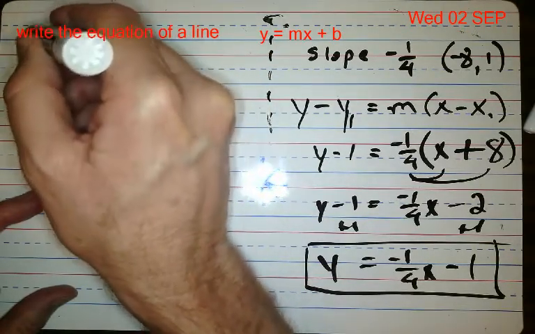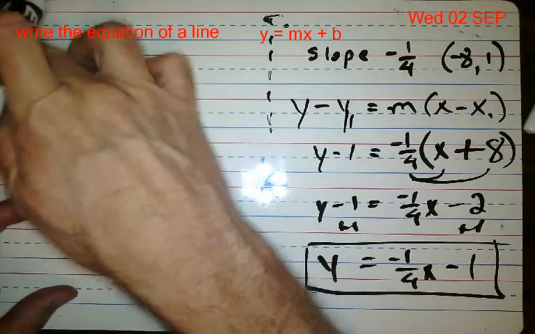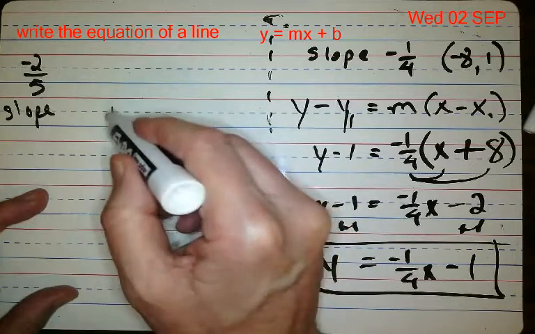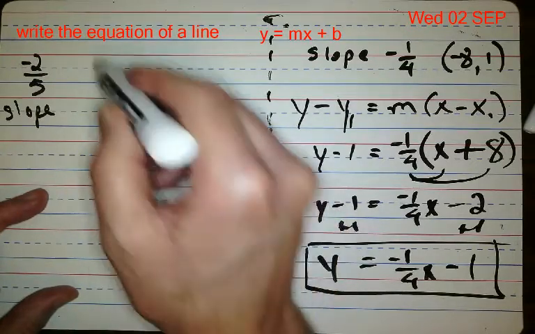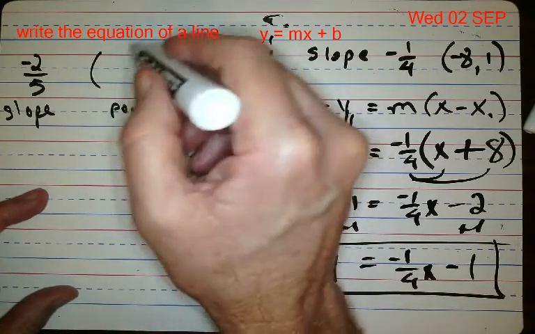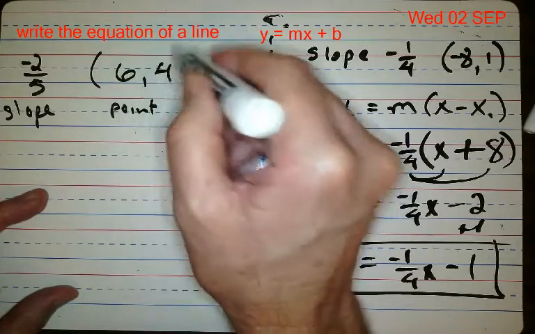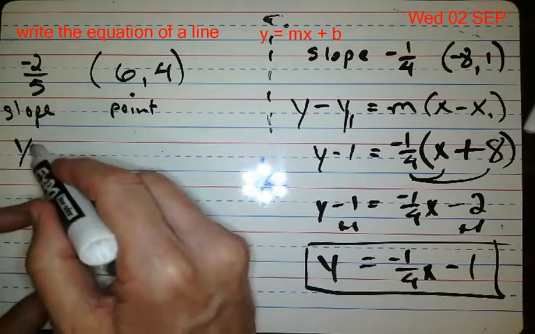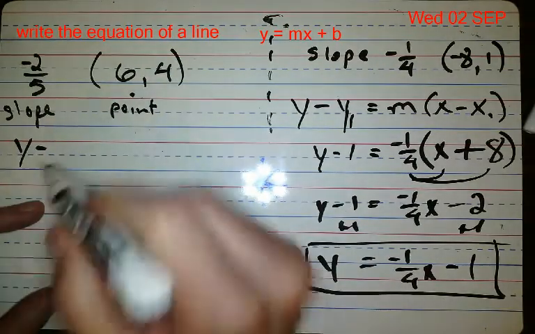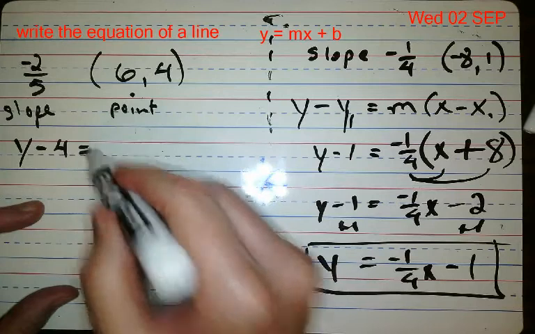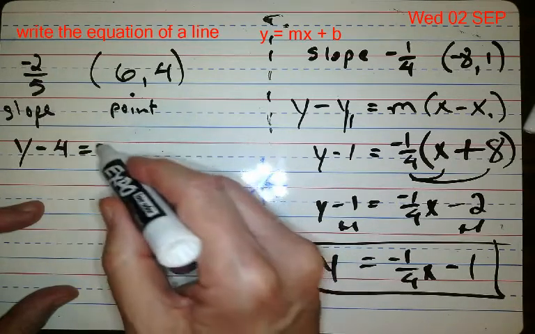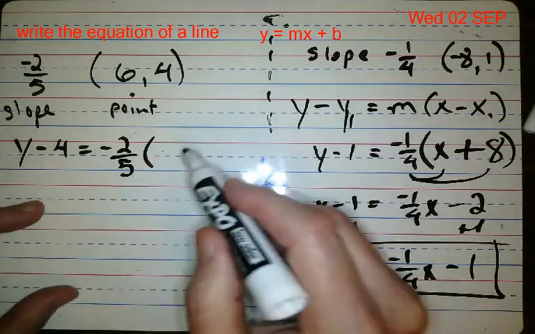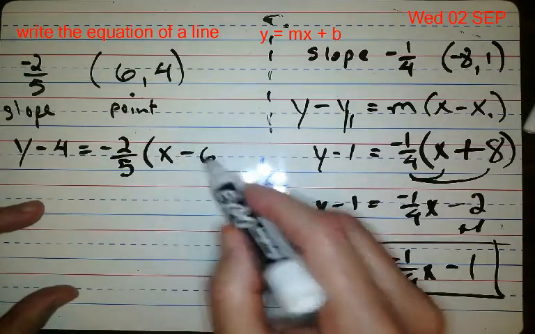So this is our slope. Here's the slope. And then the point will be, let's try 6, comma 4. Alrighty. Oh, y minus the y number. So I'm just going to write 4 right there. Equals slope. And then x minus the x number.